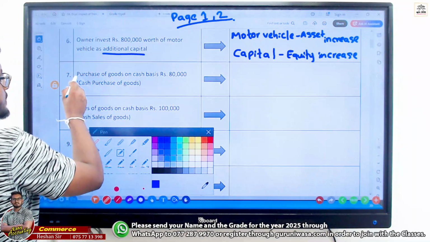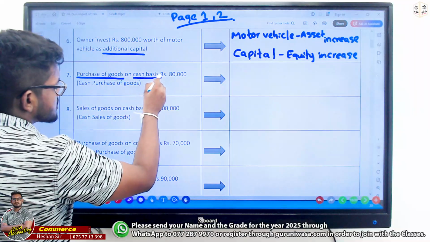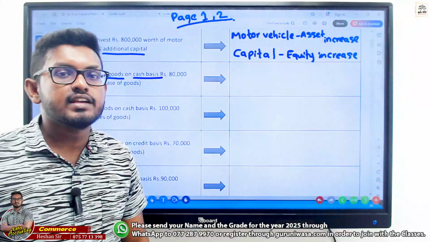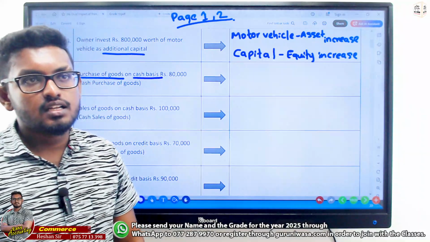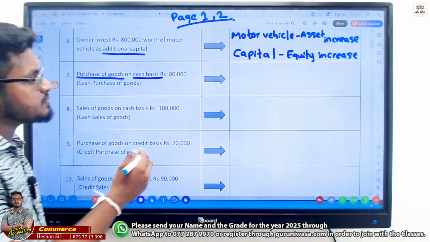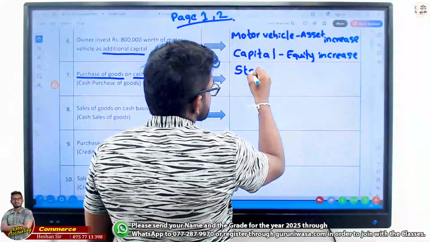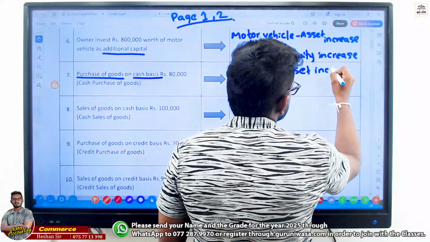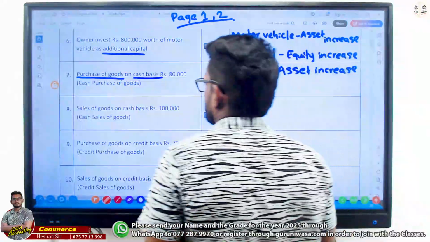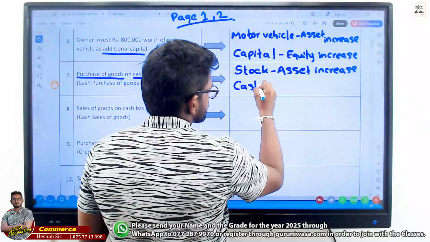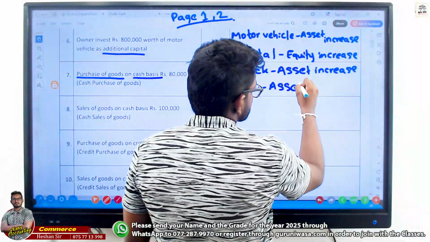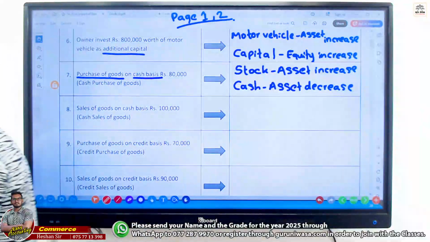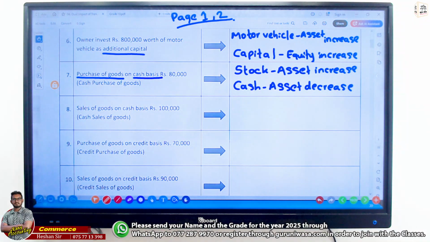Carefully. Purchase of goods on cash basis. In dual impact, it's similar to the accounting equation. Easy, clear, right? When we purchase stocks on cash basis, stock asset increases. Why? We receive the stocks and we give the cash. Cash asset decreases. Stock asset increase, cash asset decrease.